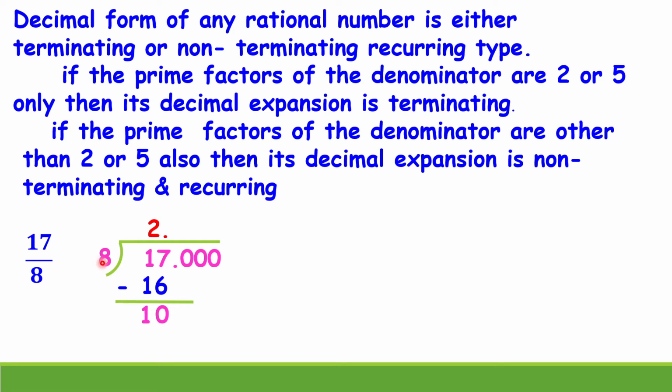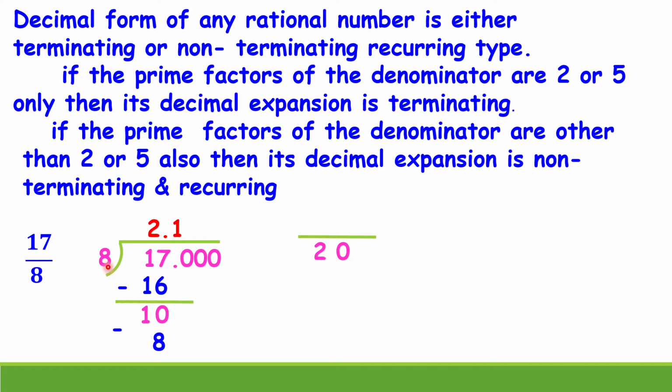Now count the table of 8 up to the number which is near to 10. Therefore 8 ones are 8. Therefore the quotient is 1. Therefore we subtract 8 from 10. How much remaining? 2 is remaining. Now we carry this 0 here. The number will become 20.